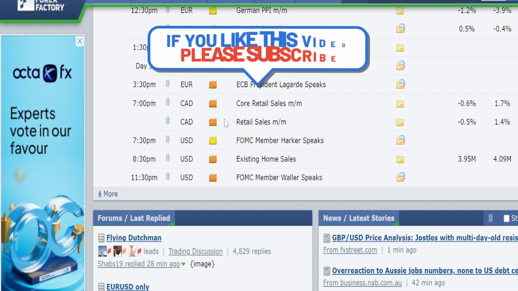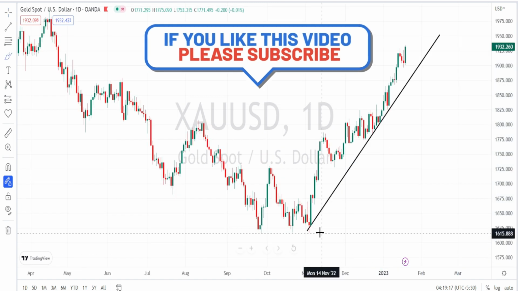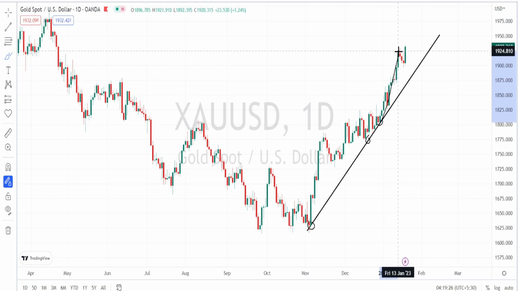Let us continue with our gold analysis. I'm in daily time frame of gold US dollar currency pairs, and when we look at the current trend of the price action based on this trend line or the support line, it is still in a very strong bullish trend. It tried to bounce back on the bearish side retracement, but the bullish trend was very strong.